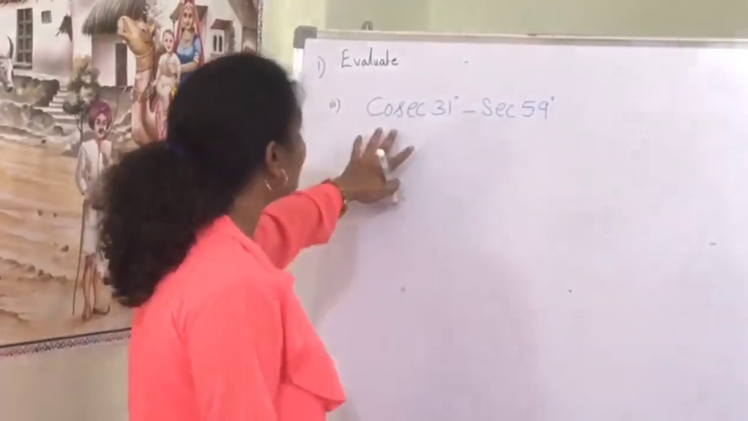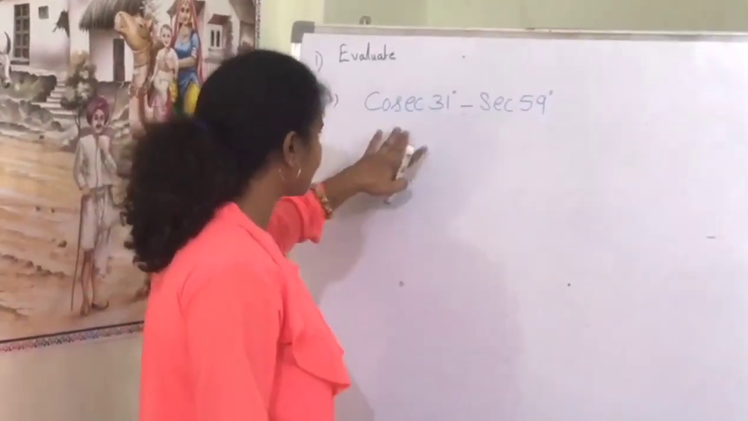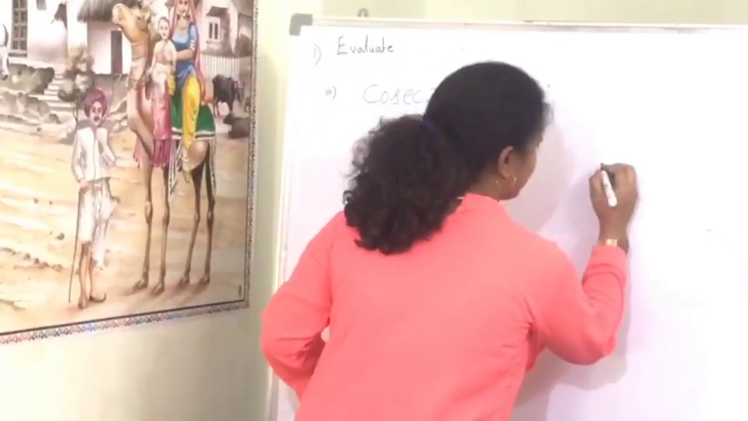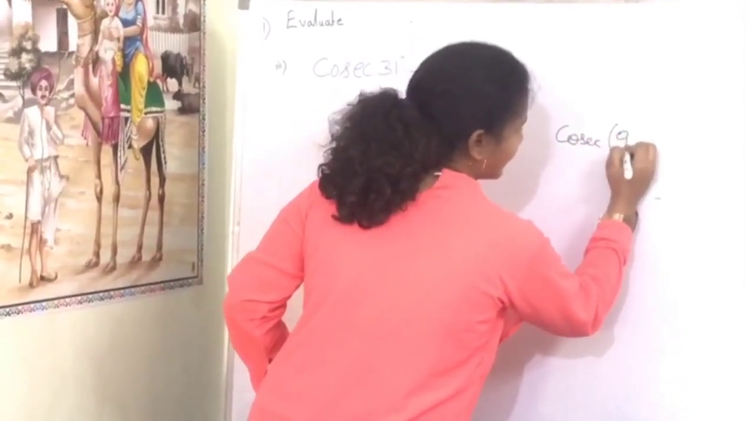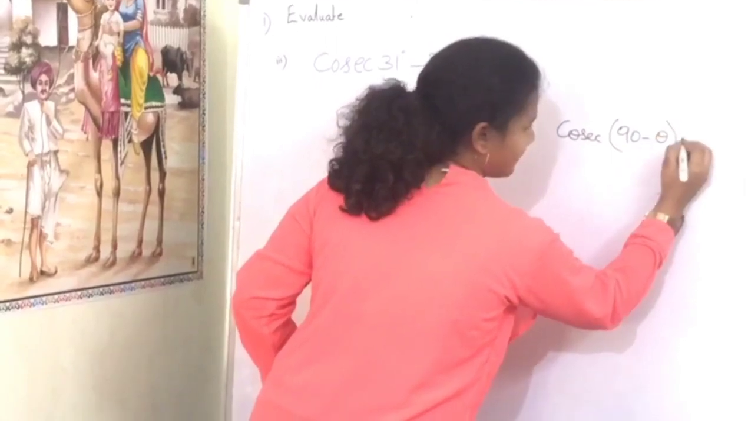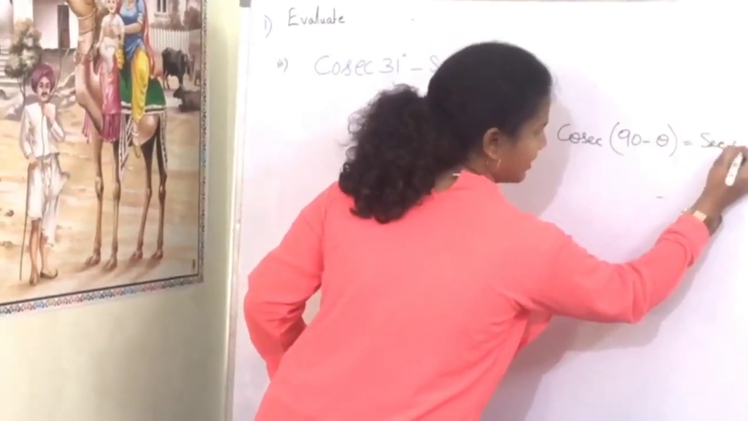So here I would like to use cosecant. Here let's use cosecant 90 minus theta gives secant theta.